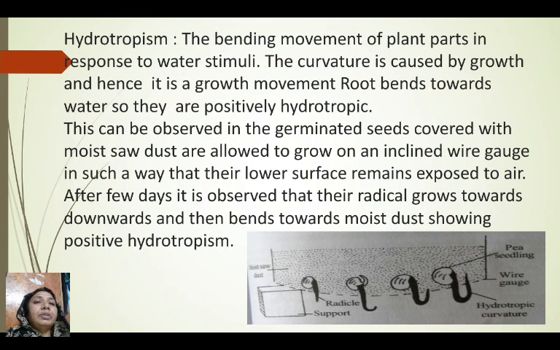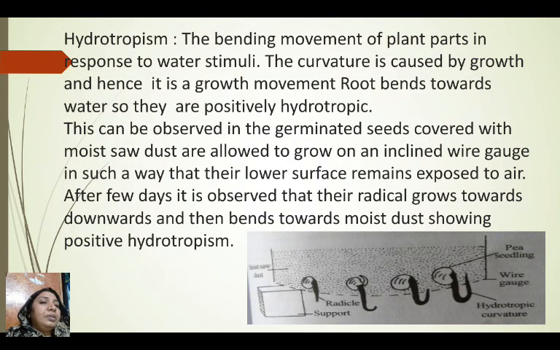The third type of tropic movement is hydrotropism. Hydro means water. Here the bending movement of the plant part occurs in response to water stimuli. The curvature is by growth and hence it is a growth movement. The root bends towards the water supply and shows positive hydrotropism.